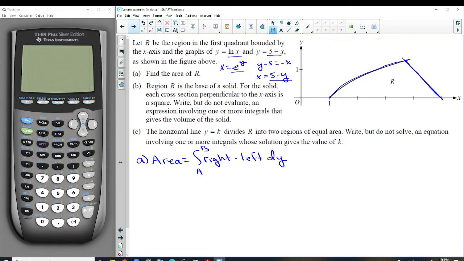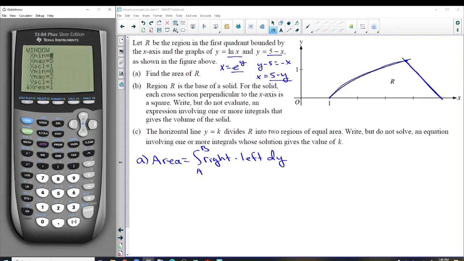This is a calculator problem, so let's find the intersection point. I'll pretend I haven't done this yet today. Clear that out. So here's our calculator. We're going to go to y equals, and we're going to go natural log of x. The other one is 5 minus x. We can't do it in y on our calculator here.